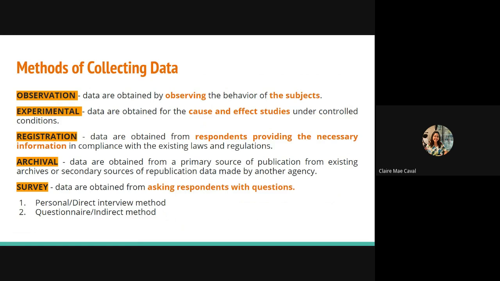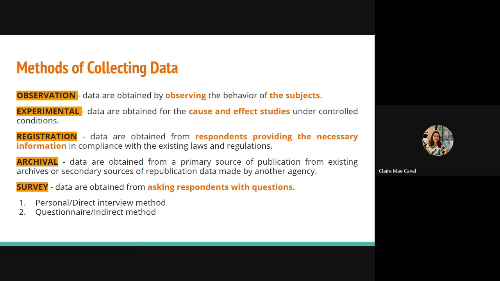Another is your archival data, or it is also called as secondary data. Okay? This data are obtained from the primary source of publication from existing archives or secondary sources of republication data made by another agencies. Okay? So this is your archival method.